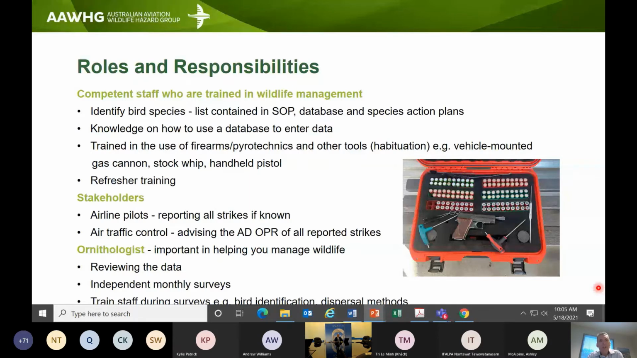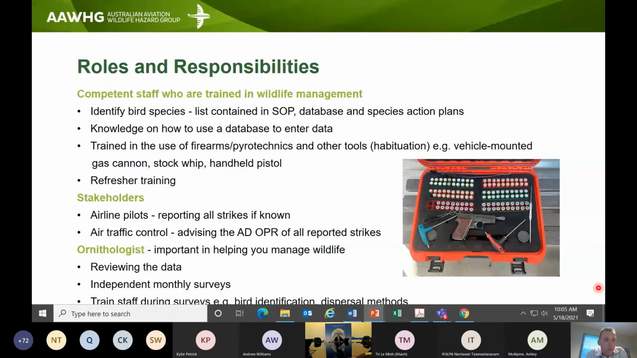Staff should have an understanding of how to use the database, so how to enter the data that they've collected when they've done their wildlife counts. Certainly staff should be trained in the use of firearms or pyrotechnics. I understand there might be some aerodromes that may not be permitted to use firearms or pyrotechnics. So it's then looking at some other habituation tools that you may use, like a vehicle-mounted gas cannon or a stock whip. These are certainly some different tools that we use here in Sydney, and they can be very effective if you're not using a firearm.